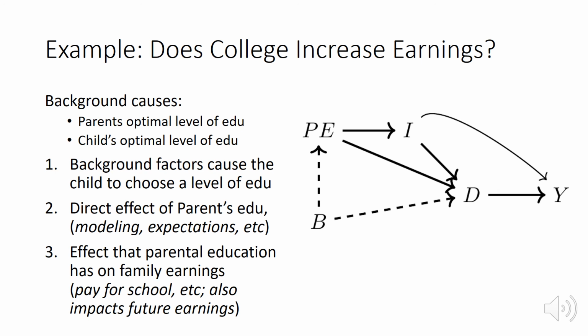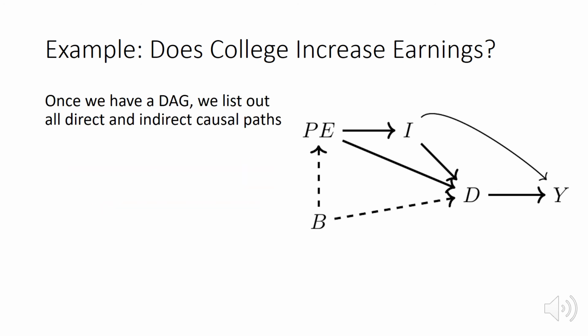And remember, this is just our assumption of the model. We assume that we have a complete list of factors, but certainly we might not. What do we do once we have this DAG drawn out and we've told this story? I find it useful to list all direct and indirect causal paths. So who wants to tell me what the causal paths are? Peyton, can you name a causal path?